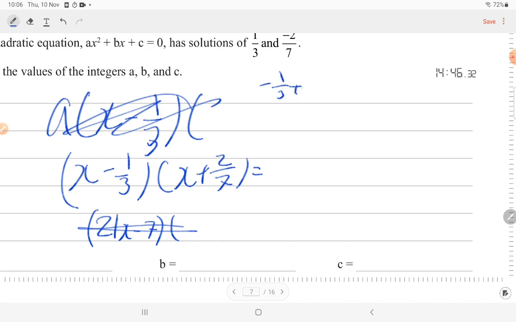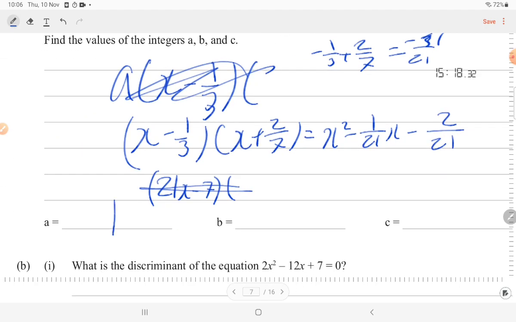we could have 1 over 3 plus 2 over 7, which is equal to, is it 3 over 20? Is it 3 over 21? No, that's negative. And that's negative 1 over 21, so x squared, 21x, take away 2 over 21. I think any pattern of this is allowed. And you 2 over 21.